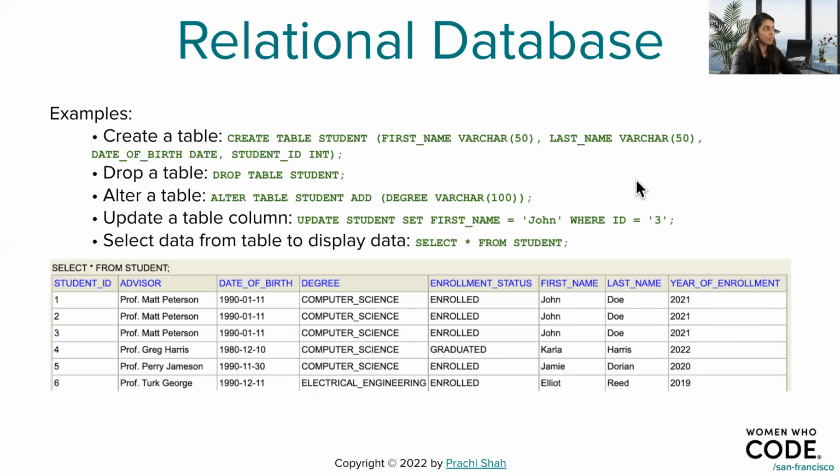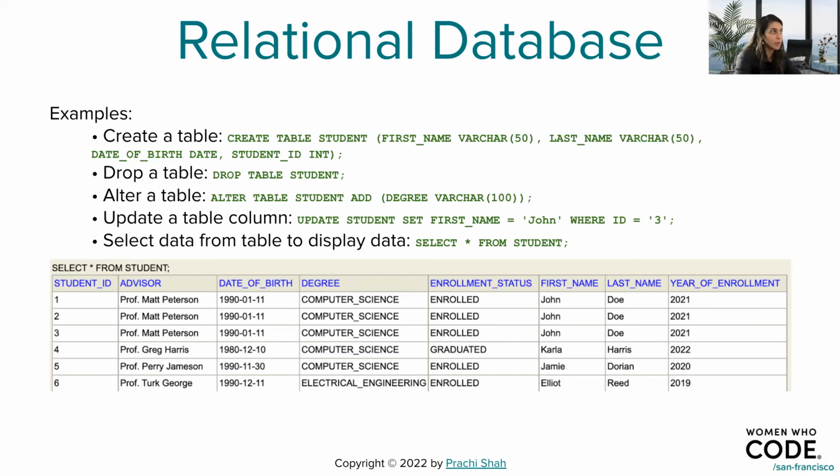Here is an example of some of the queries that we have on a typical relational database. Here you can see I have a student management service, and I have my database table named student, and this is some information that I'm persisting, right? The student ID, advisor's name, date of birth, their degree, their enrollment status, first name, last name, year of enrollment, etc. And some of the SQL commands that I would run on this kind of table, first I'll start with creating a table.